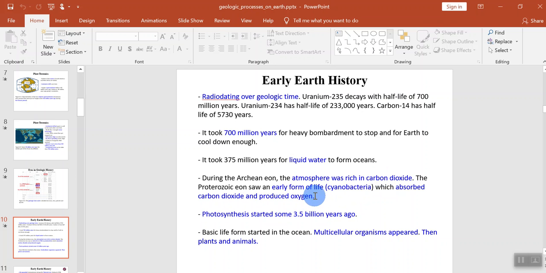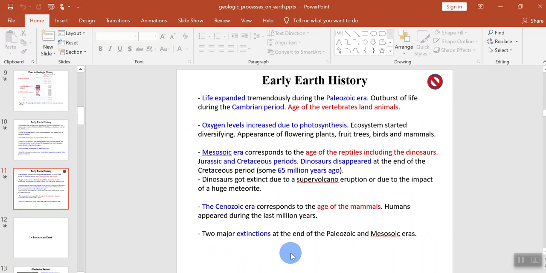So an early form of life called cyanobacteria absorbed carbon dioxide and produced oxygen. Photosynthesis started some 3.5 billion years ago. Basic life started in the ocean. Then multicellular complex organisms appeared some 500 million years ago, then plants and animals. So let's skip this one here.